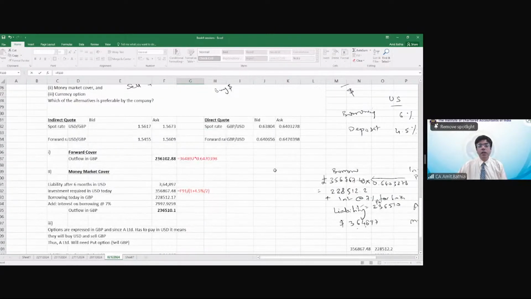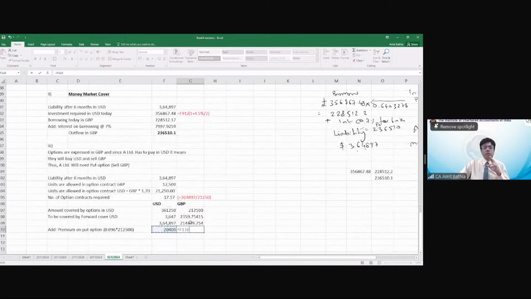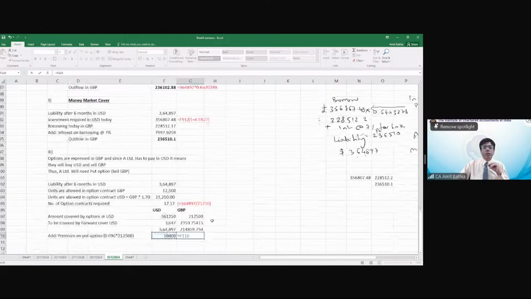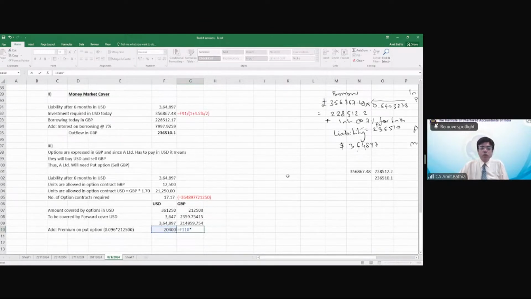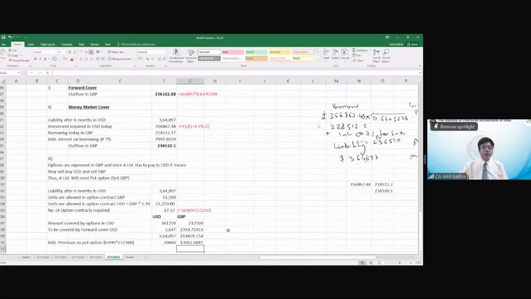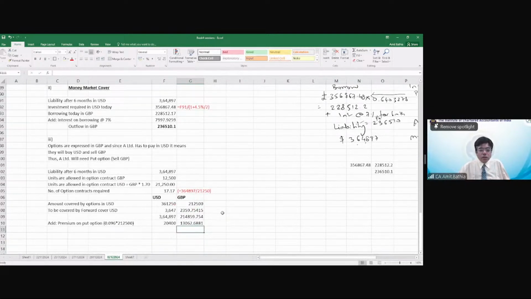What is my spot rate? 20,400 I can buy at what rate? Ask rate of spot. Ask rate of spot, right? 6403278 into 0.6403278, right? So now I get my total outflow, which is 227,922.